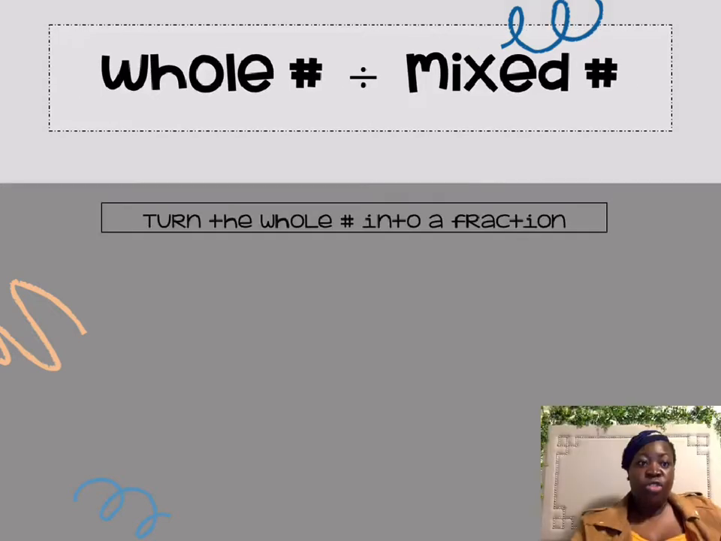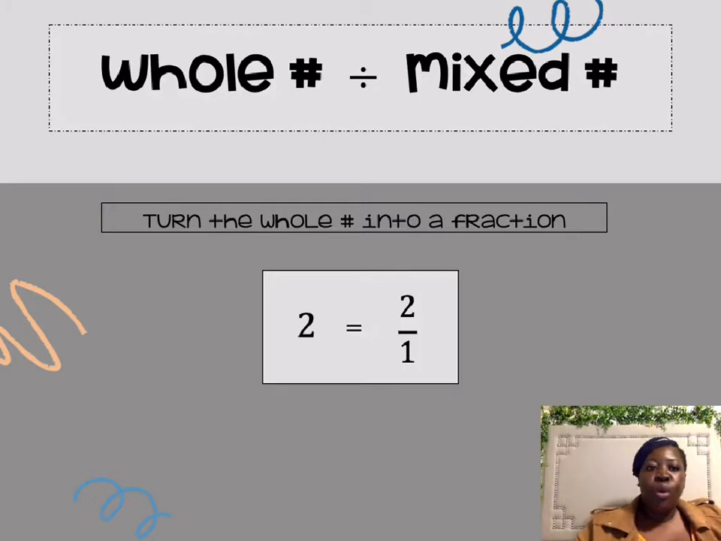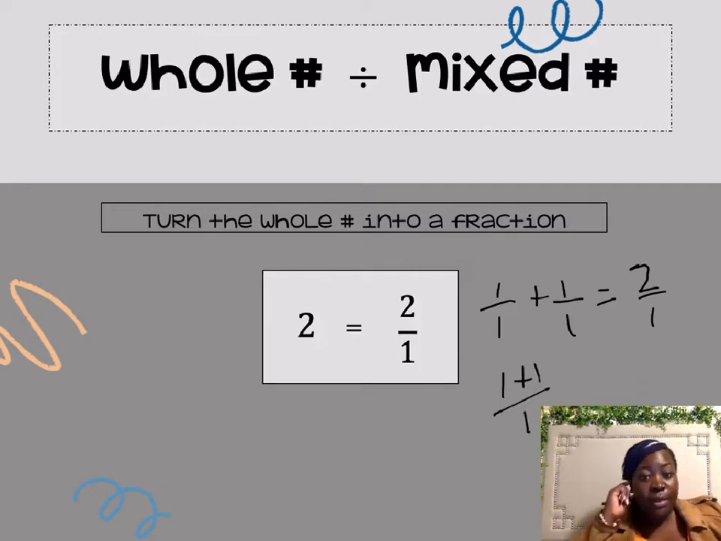To change from a whole number to a fraction, you need to set your numerator as 2 and your denominator as 1. And we know that 2 over 1, if you were to put a magnifying glass over it, is 1 over 1 plus 1 over 1. That's the same thing as 2 over 1 because your denominators are the same as 1 over 1. Your denominator is the same.